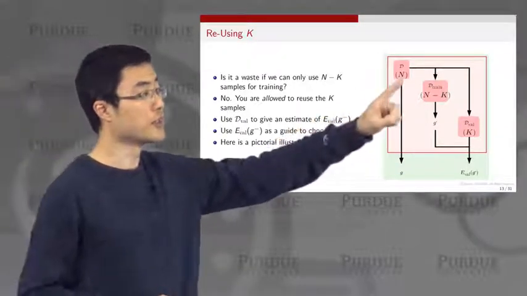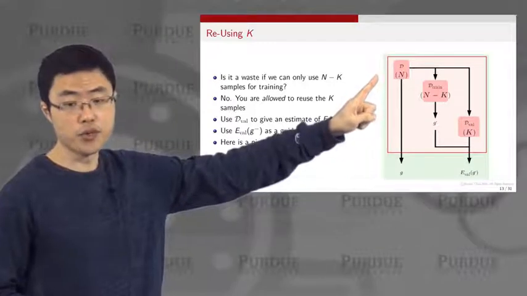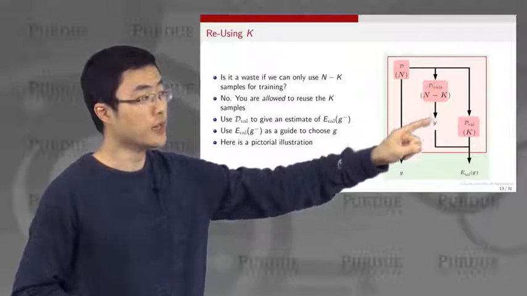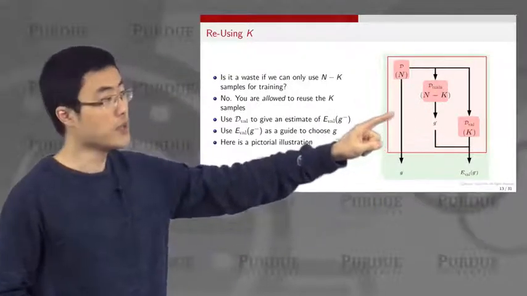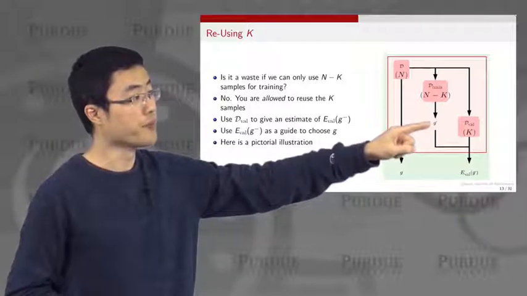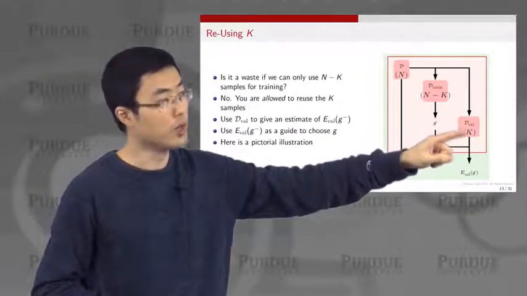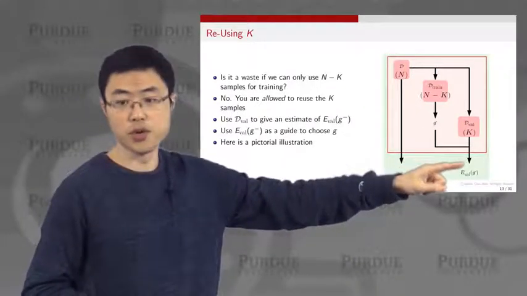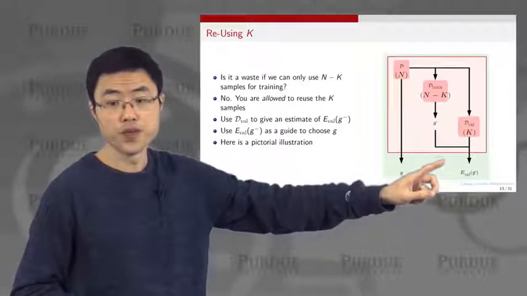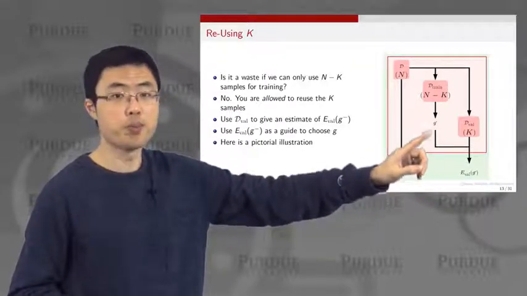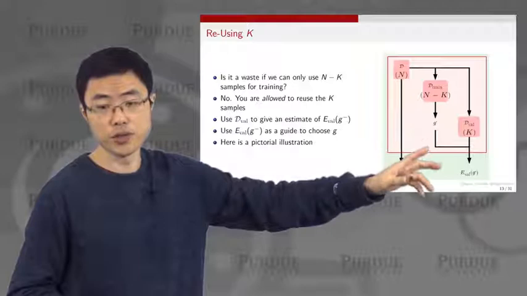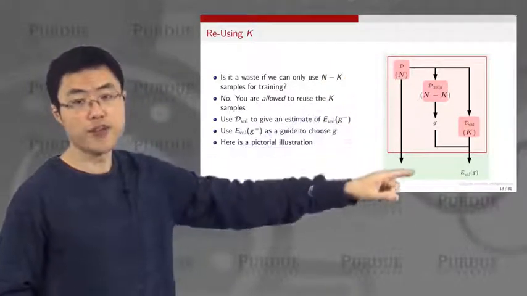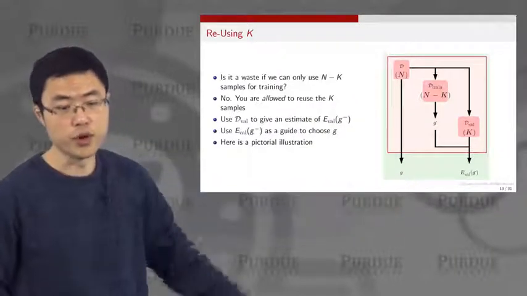You start with the data set of n, so that contains n samples. And then you split the data set into training and validation. When you do the training, you get a G minus. And then you use that G minus to evaluate. You use k samples to evaluate the G minus. And then you get a validation score. And then once you get a score, you make a decision of what kind of parameter and what kind of model we want to choose, and then you go back to here, and you choose the final hypothesis G, and you report that.